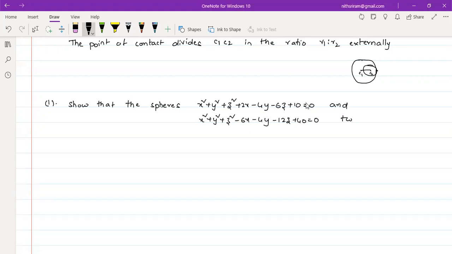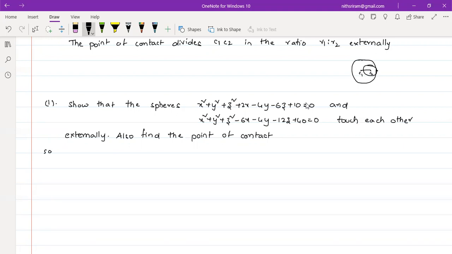So show that the two spheres touch each other externally, also find the point of contact. Okay, so this is a very, very important model. Okay, so I'm explaining one problem, so just listen carefully.